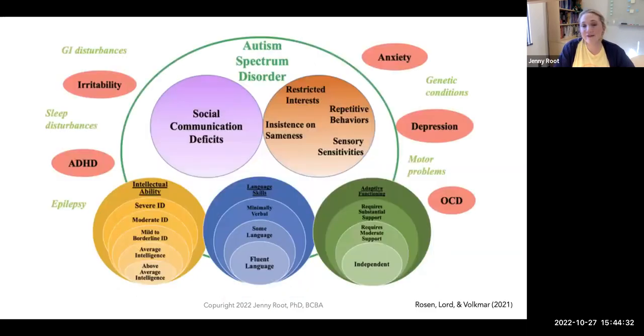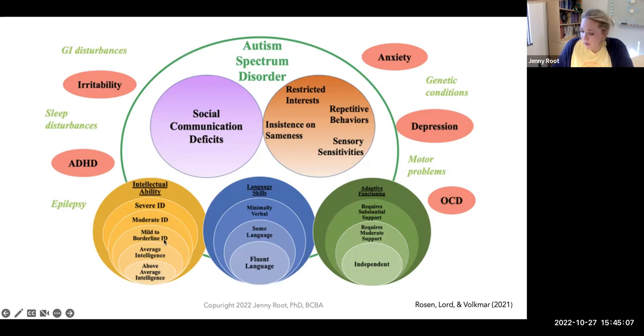Here's just, I love graphics and graphic organizers. So here's another way to view it from Rosen, Lord, and Volkmar. So individuals with autism have social communication deficits, and then these restricted interests, repetitive behaviors. Related skills, you notice nothing with autism had to do with their cognitive ability. That's not a part of the diagnostic criteria. And yet we know that there are individuals with autism who also have a cognitive disability.